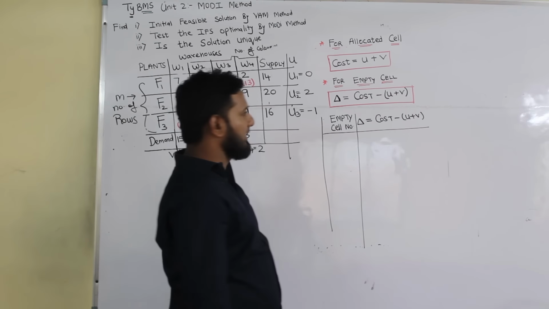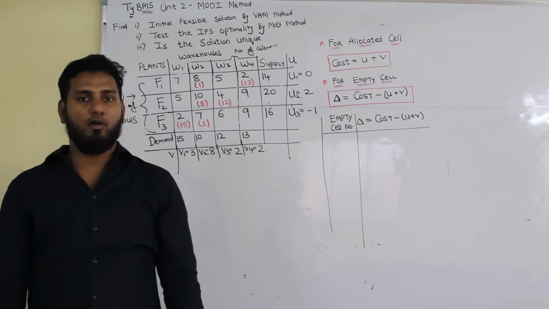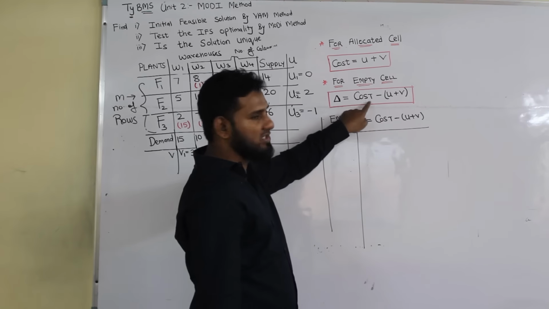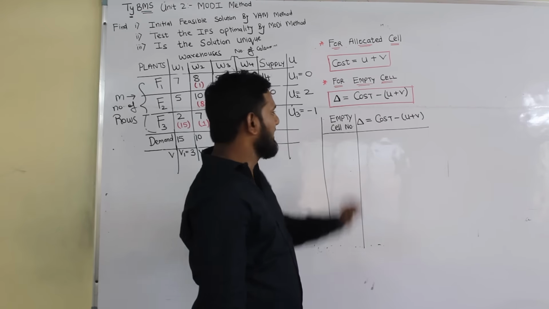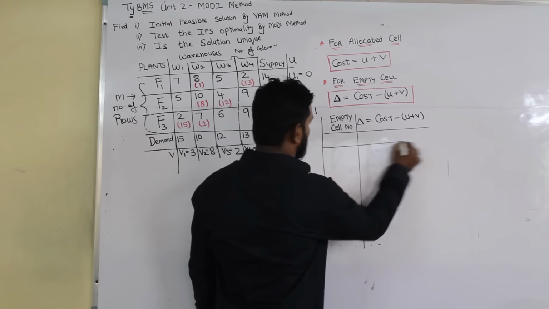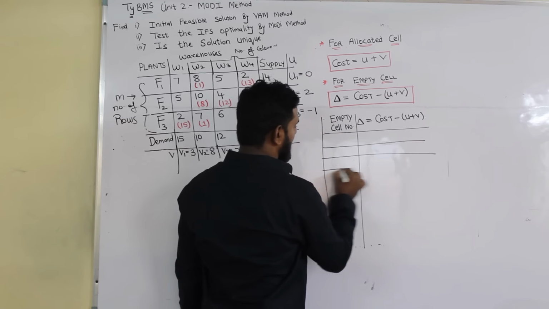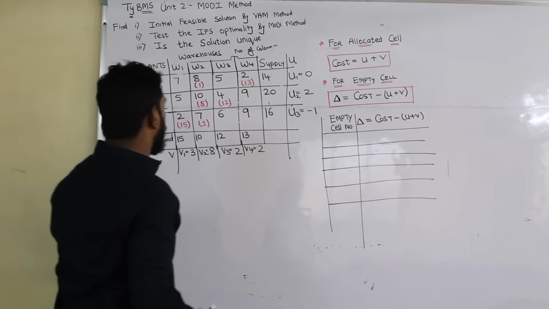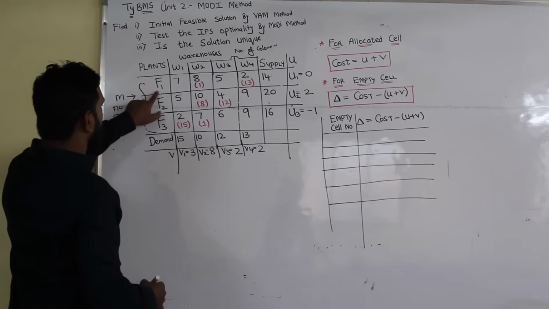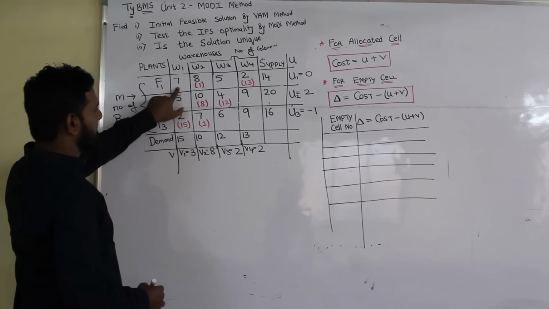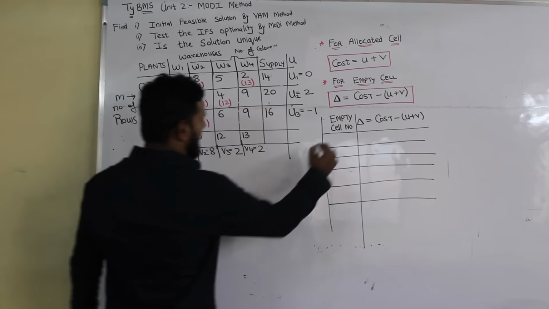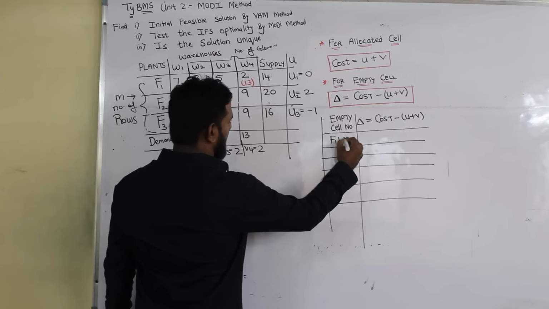Now we'll move forward to empty cell. The formula for empty cell is, my friend, delta is equals to cost minus U plus V. The most simpler method to do this is to make a column where you will write all the empty cell numbers. So let us see the empty cell number. We got the empty cell number. This one 7. उसका नाम है F1W1. So we will write over here F1W1.